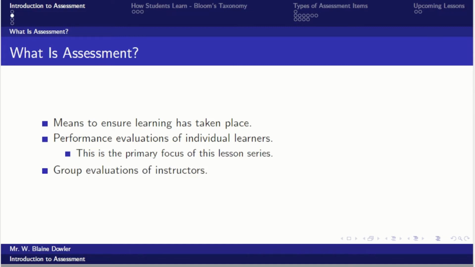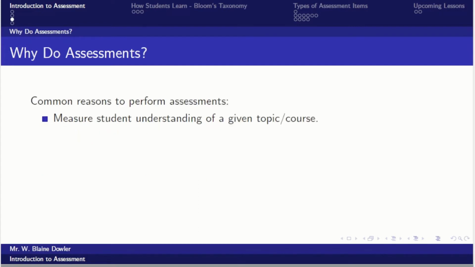Looking at the overall performance of a group of students or learners can also be used to evaluate their instructors, although there's a lot of other factors that come into that rather than just the assessment scores, especially socioeconomic factors.